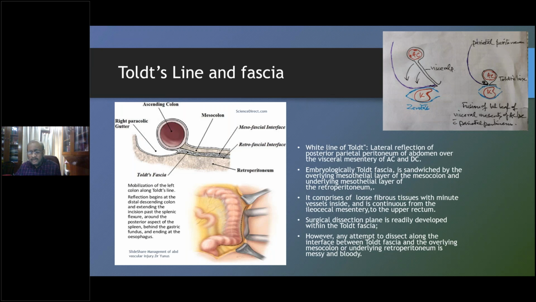Now, when we do a laparotomy, we identify it by the fact that when we go inside the abdomen with the parietal peritoneum, and as we proceed towards the descending or the ascending colon, you find that there is a transition from the parietal peritoneum onto the visceral peritoneum, and there is a line in between. Now, that line embryologically is a sandwich between the mesothelial layer of the mesocolon and the underlying mesothelial layer of the retroperitoneum. Now let's look at this figure.